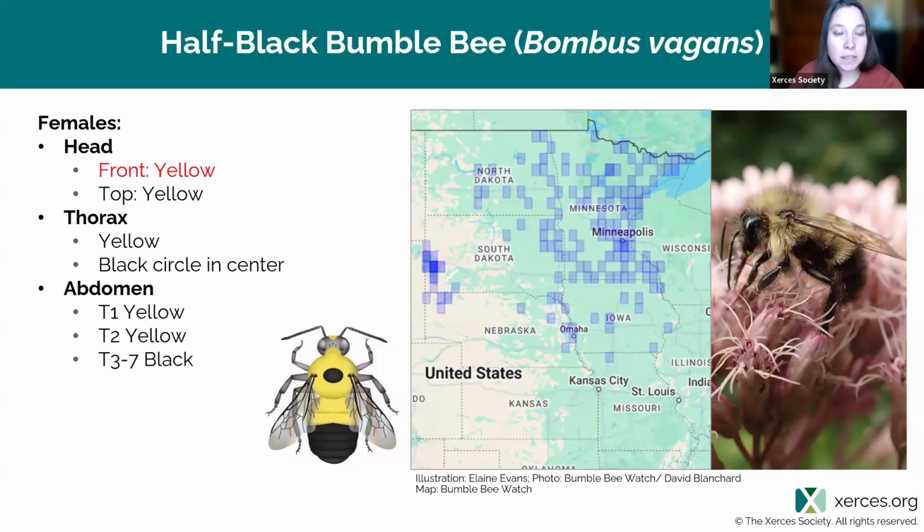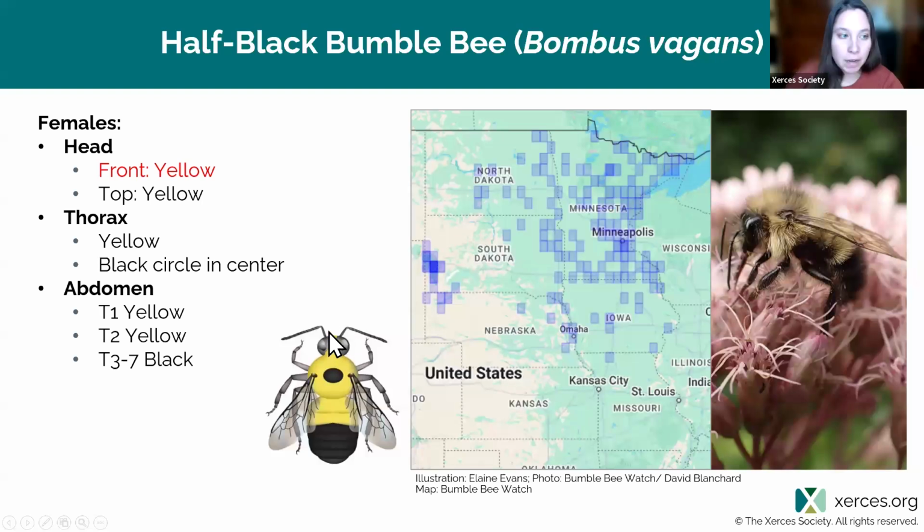The males of this species are very similar to the females. We have on the abdomen, it's mostly black, but T1 and T2 are completely yellow. The thorax is yellow with a black spot in the center, and then the hairs on the top of the head are yellow.